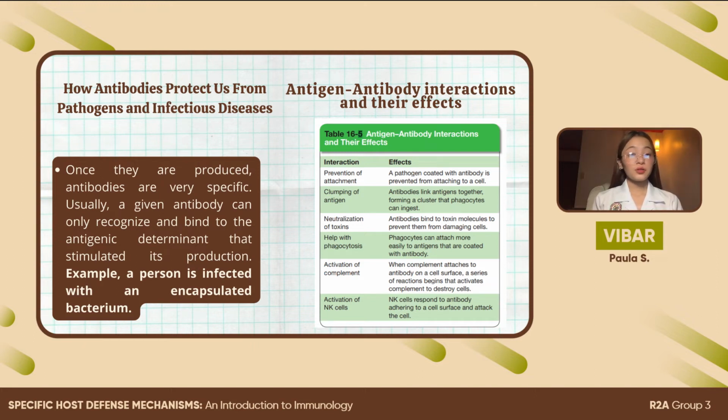Antigen-antibody interaction and their effect. Interaction: prevention of attachment. Effect: a pathogen coated with antibody is prevented from attaching to a cell. Clumping of antigen. Antibodies link antigens together, forming a cluster that a phagocyte can ingest. Neutralization of toxin. Antibodies bind to toxin molecules to prevent them from damaging cells. Help with phagocytosis. Phagocytes can attach more easily to antigens that are coated with antibody.